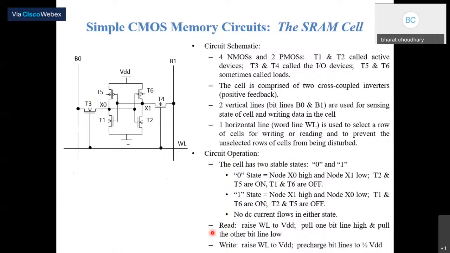In the read operation, raise WL to VDD and pull one bit line high and pull the other bit line low. Similarly, for the write operation, we have to raise the WL line to VDD, whereas we have to precharge the bit lines to half of VDD. So this is all about the read write operation in the SRAM cell.